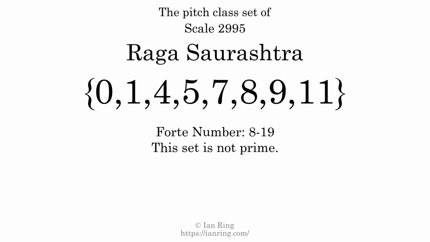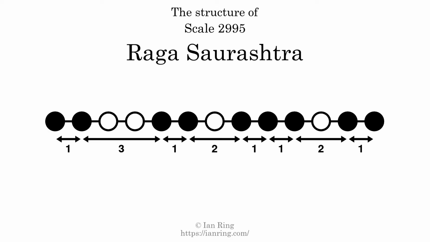The pitch class set for this scale is 0, 1, 4, 5, 7, 8, 9, 11. The forte class is 8-19. This set is not prime. The structure of a scale is a description of the interval distance between each successive tone. This scale has a structure of 1312121.